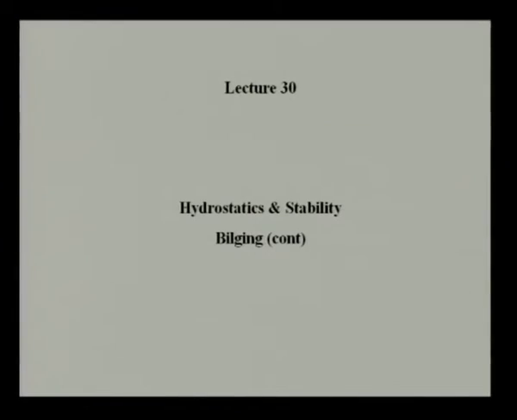So, we will continue with our lecture on bilging. In the last class, we talked about flooding and damage stability analysis. This time we will finish that off. We said that there are two ways in which you can handle a flooding or damage stability analysis. They are known as the method of lost buoyancy and the method of added weight.